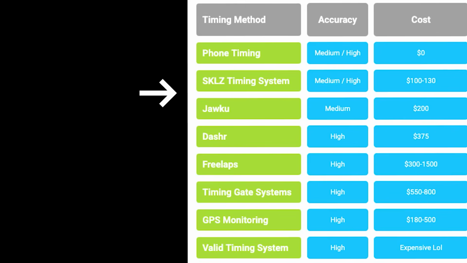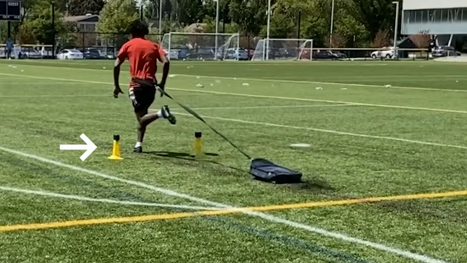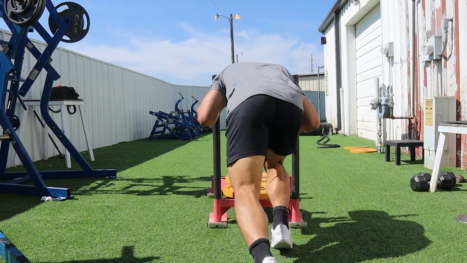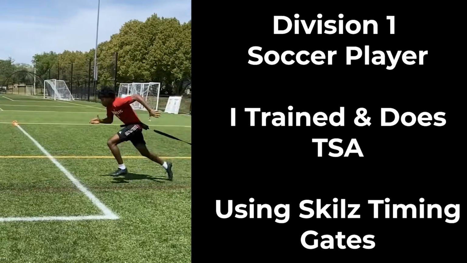The second portion is non-free but cheaper. Now, cheap is different to everybody, so don't take this as disrespectful. My #1 way for a cheap way to time yourself consistently is the Skills timing system. You can find this on Amazon or Dick's, and most of my athletes in the Speed Academy are using this to time themselves during their training sessions.